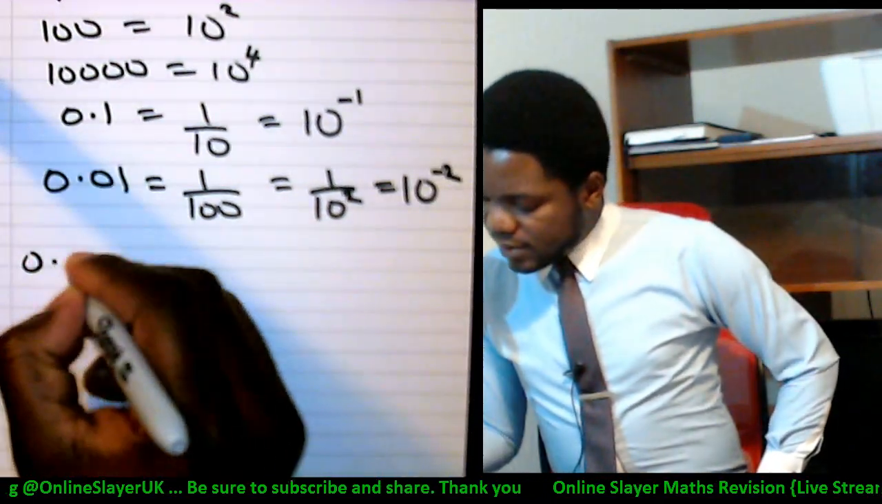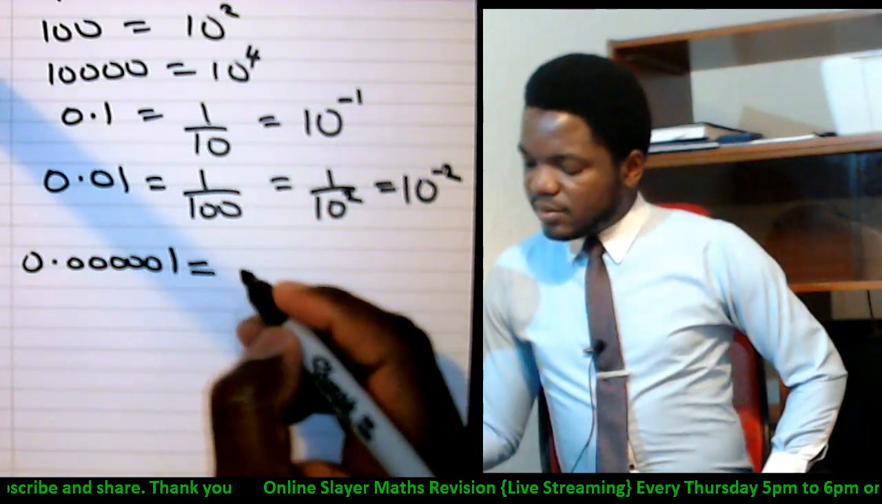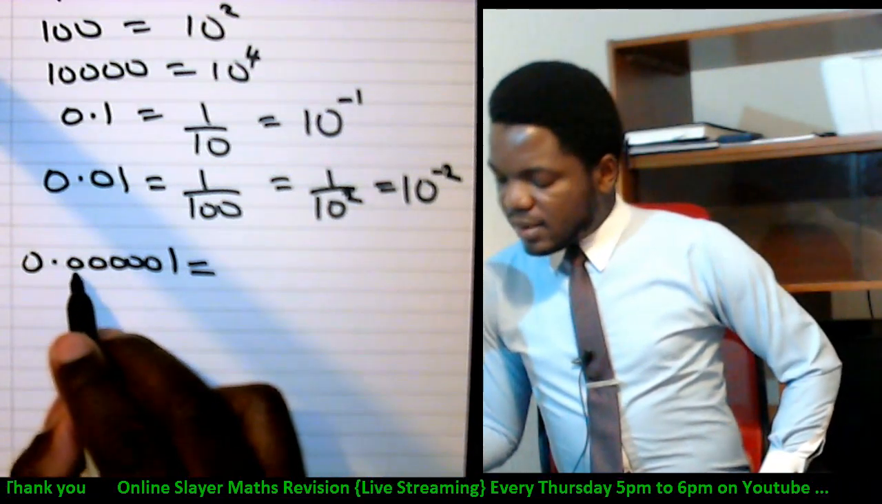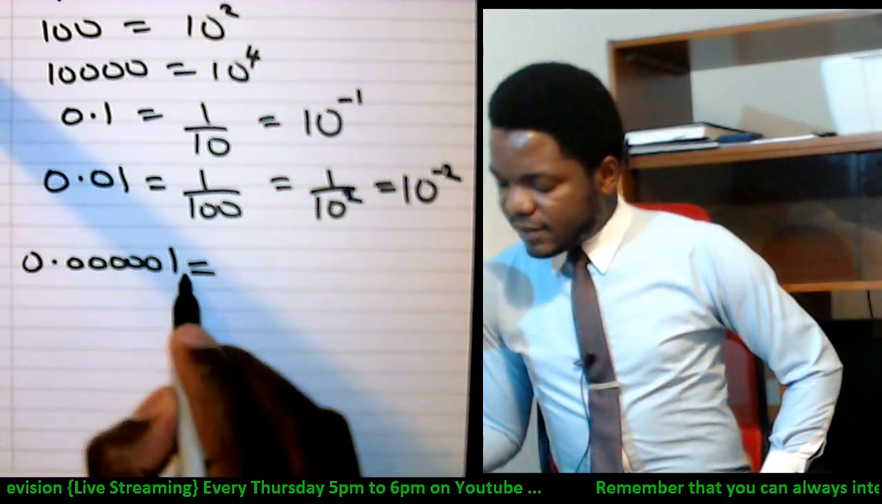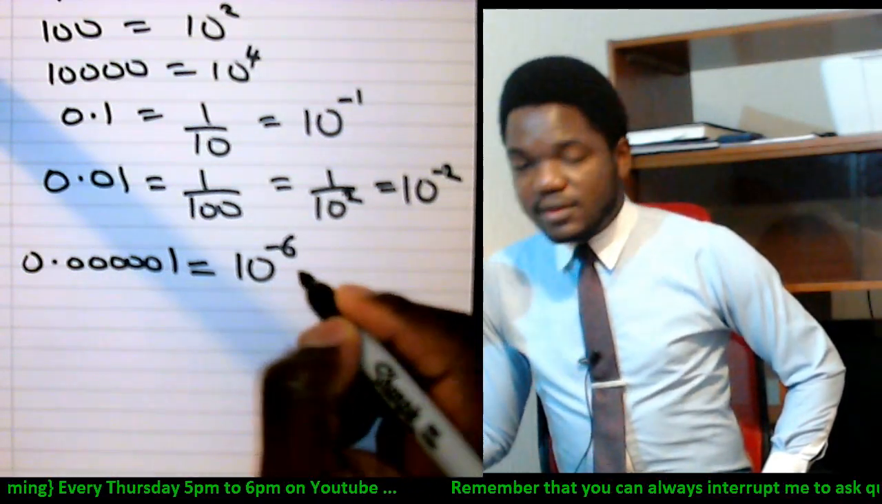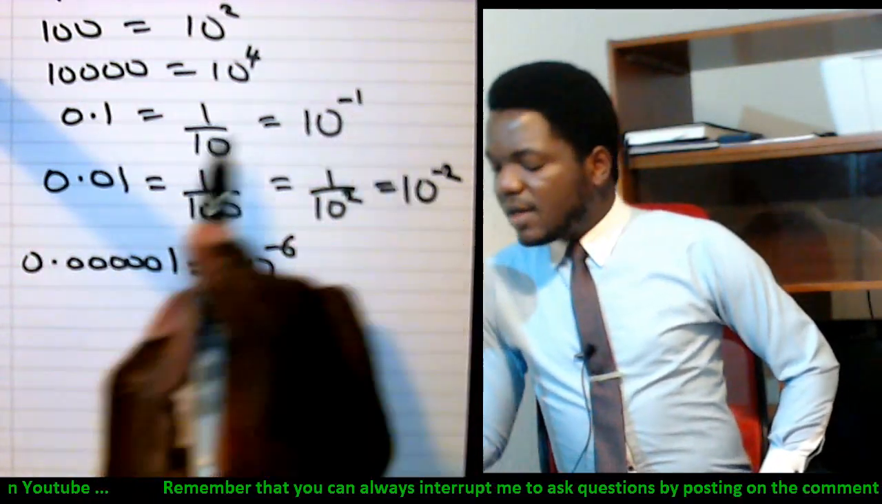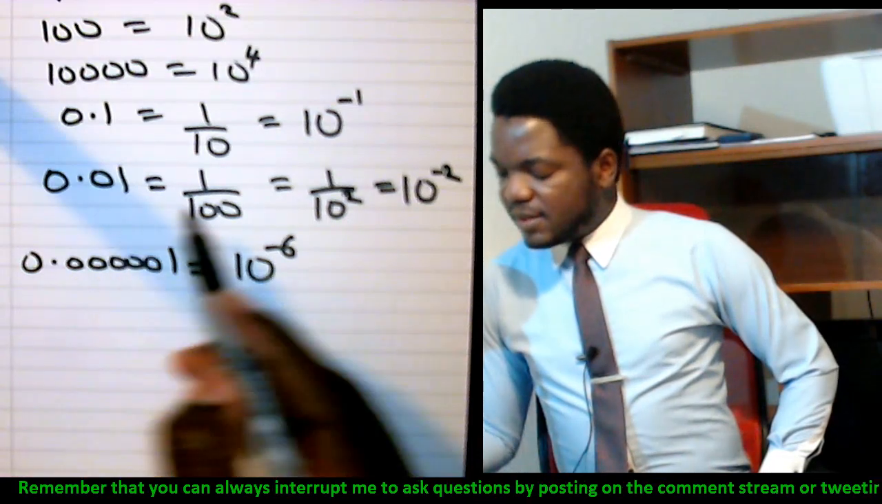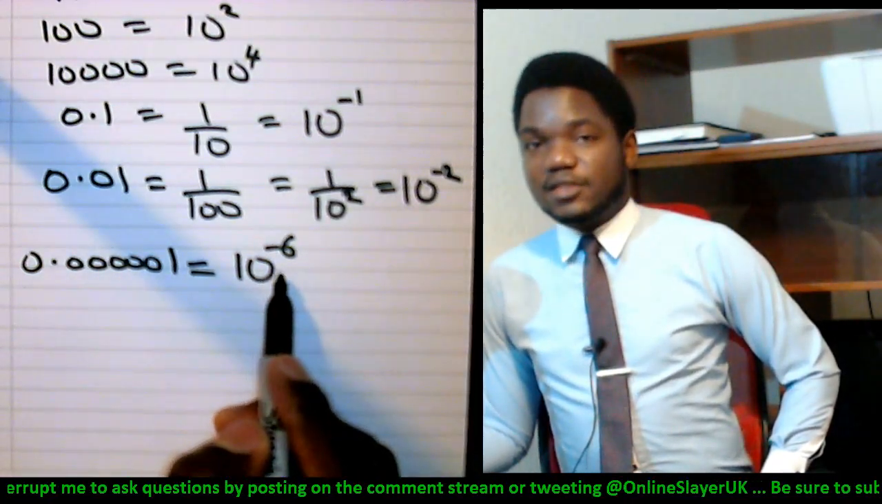So 0.000001, how many zeros do you have? How many decimal places? 1, 2, 3, 4, 5, 6. That's 10 to the power minus 6. This had 1 decimal place, was to the power minus 1. This had 2 decimal places, was to the power minus 2. This has 6 decimal places, is 10 to the power minus 6.